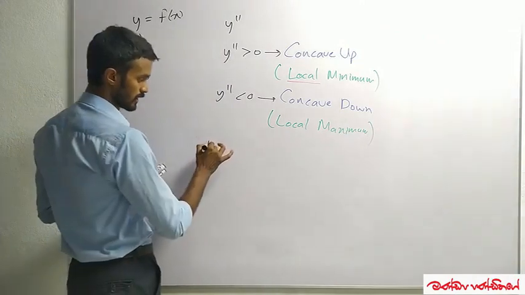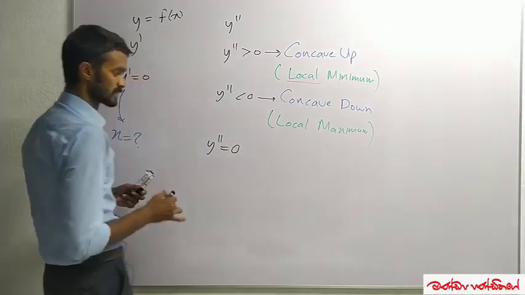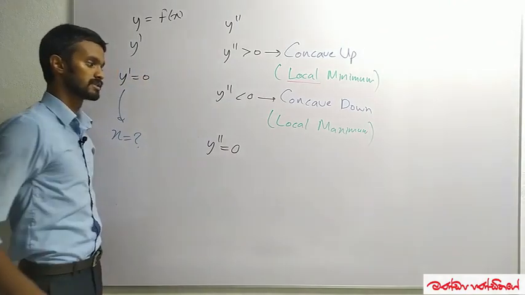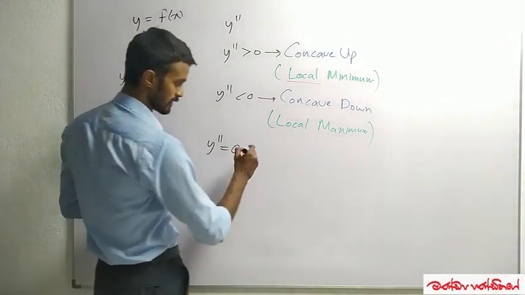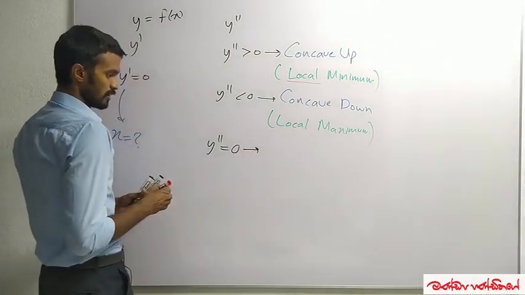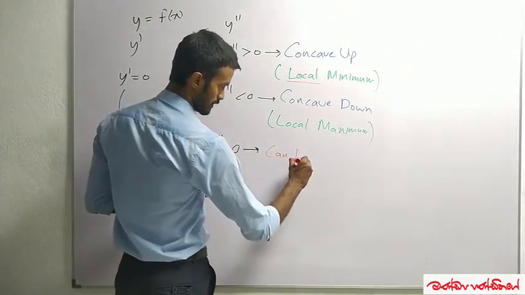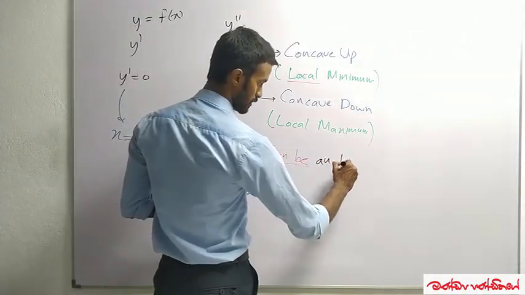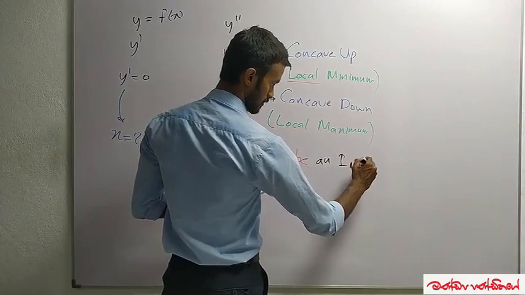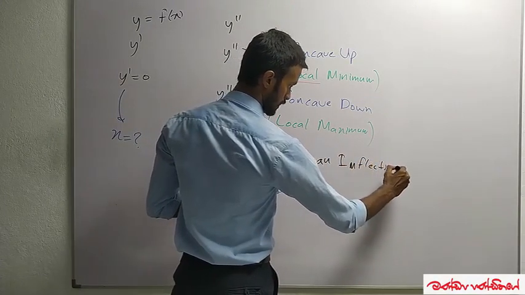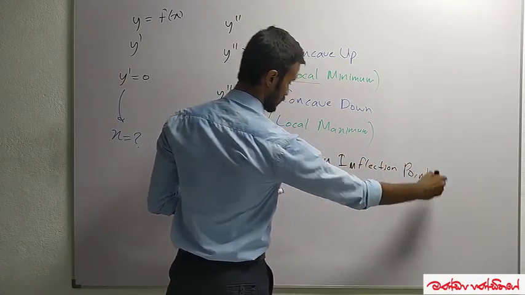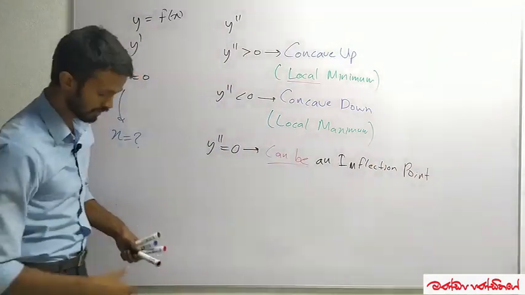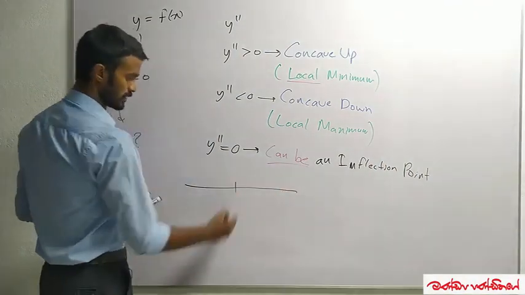To find the inflection point, we have to check whether there's any x value which gives y double dash equals 0. If there's any such point, we say that point can be an inflection point. To confirm whether it is an inflection point, we have to do the concavity test.